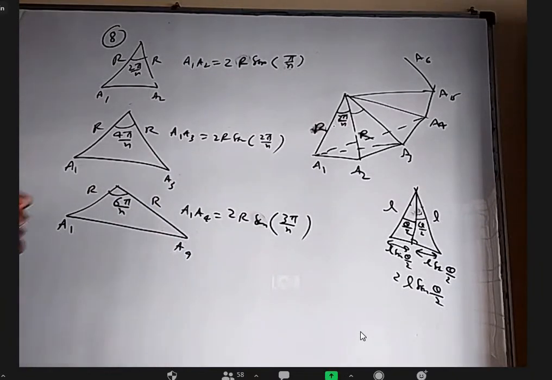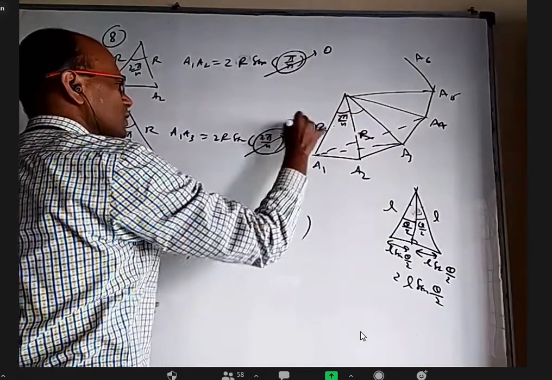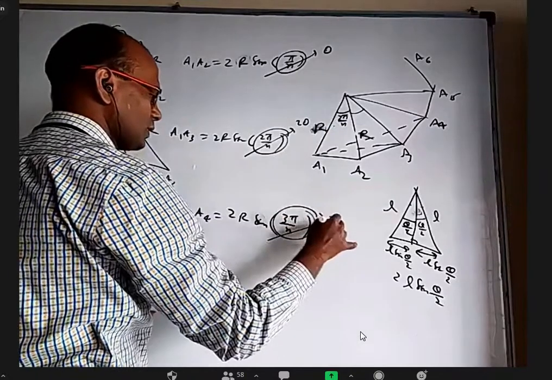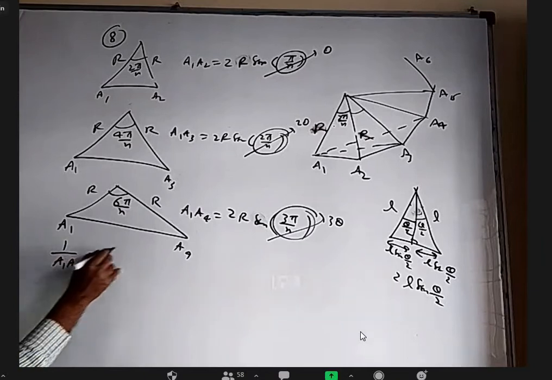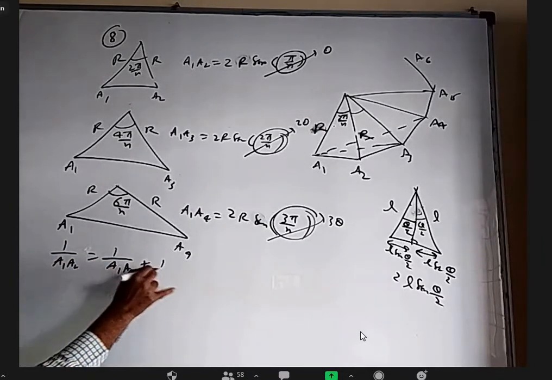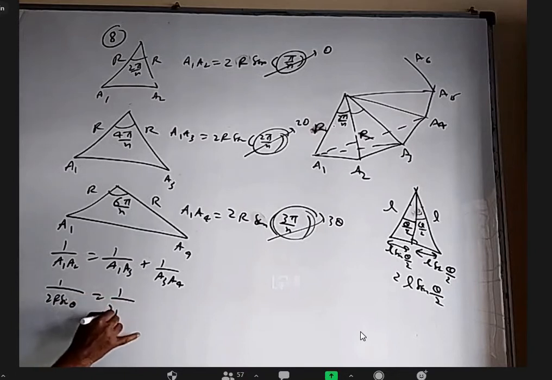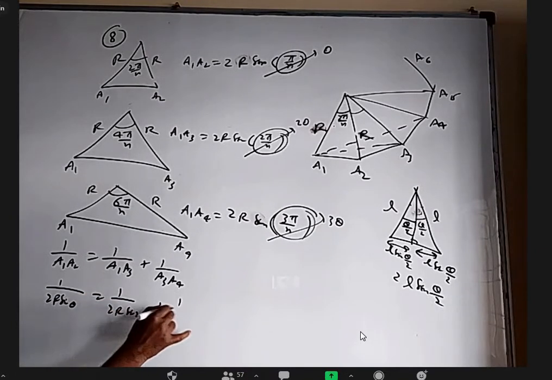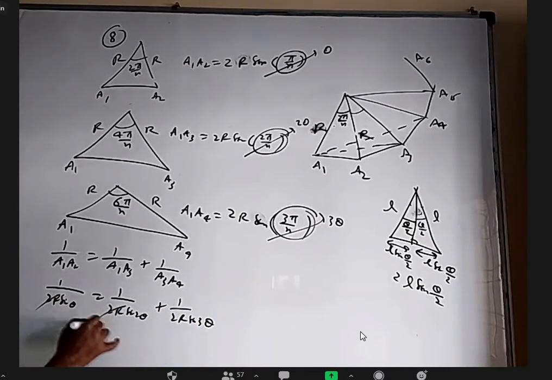Just for solving, I want to take this as theta. If I take this as theta, this will be 2 theta and this will be 3 theta. So when they gave 1 by A1A2 is equal to 1 by A1A3 plus 1 by A3A4, this is going to be 1 by 2R sine theta, this is 1 by 2R sine 2 theta, this is 1 by 2R sine 3 theta. I can cancel 2R. This is like a trigonometric equation I have to solve now.